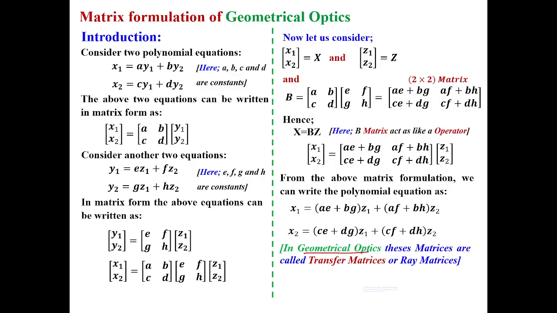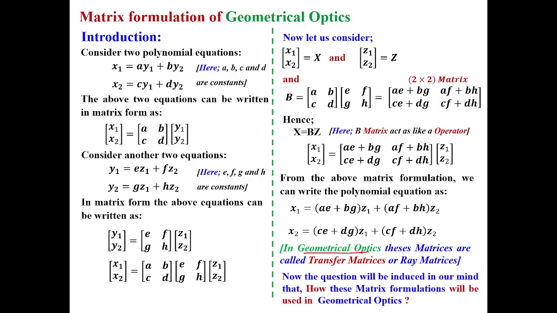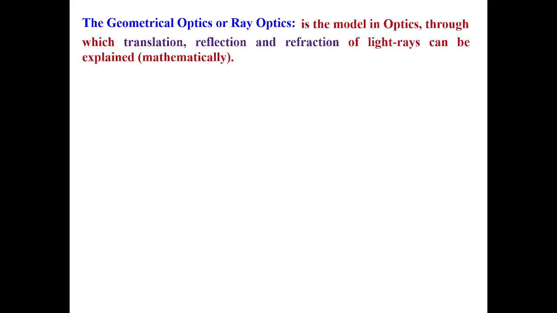Now one question will arise in our mind: how will these matrix formulations be used in geometrical optics? That we are going to discuss in our next class. But if we define geometrical optics or ray optics in general, it is a model in optics. Geometrical optics or ray optics is nothing but a model through which translation, reflection and refraction of light rays can be explained mathematically.